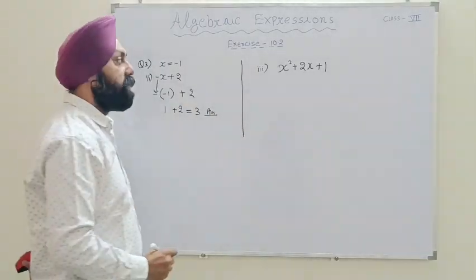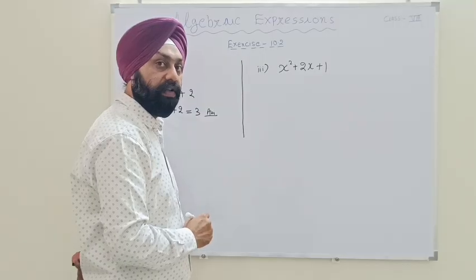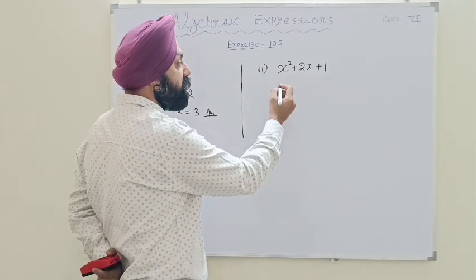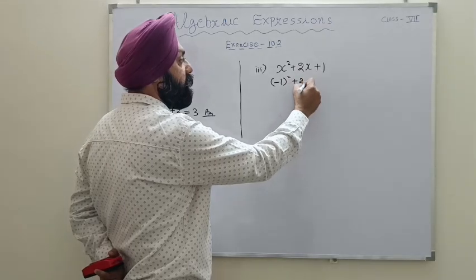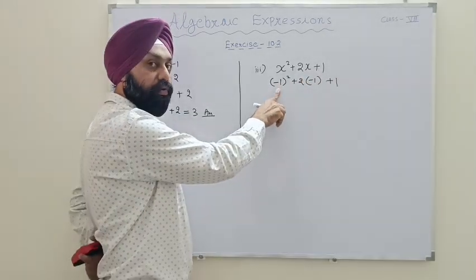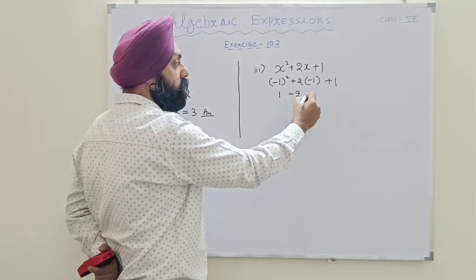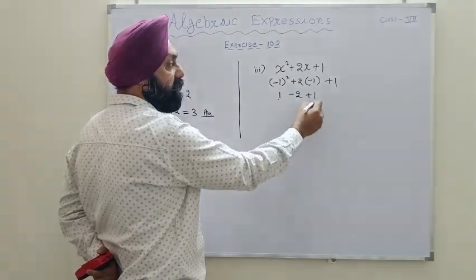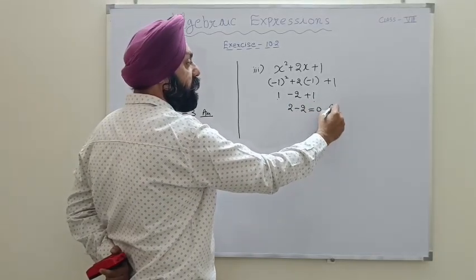Now moving on to the third part. The third part is x square plus 2x plus 1. Again we have to find the value of this expression. So we will put the value of x, that is minus 1 square plus 2 times minus 1 plus 1. Again minus 1 raised to the power of 2 will give positive 1, and 2 into minus 1 will give minus 2, plus 1. So now 1 plus 1 will give 2, and 2 minus 2 will give 0 as the answer.